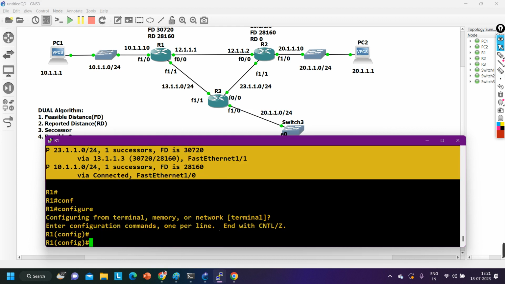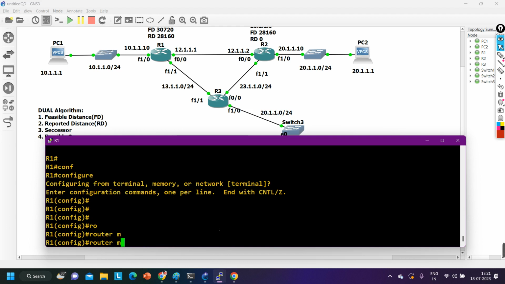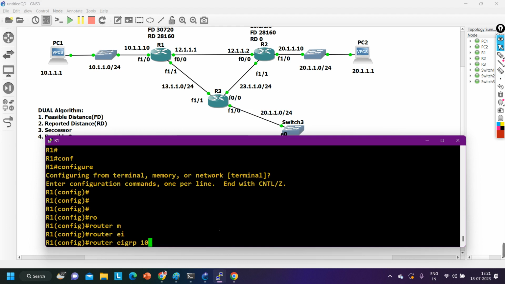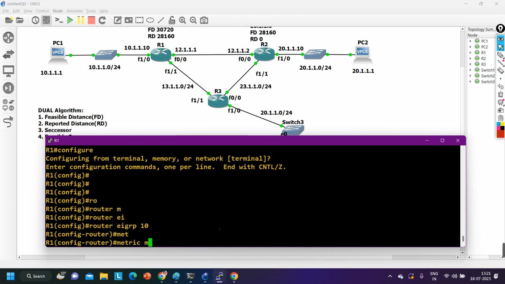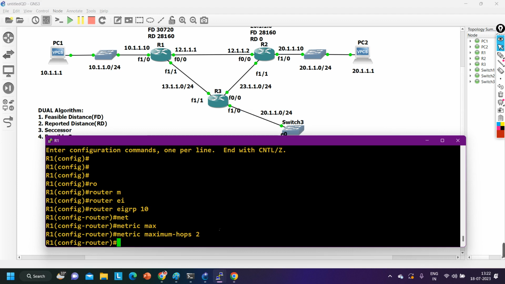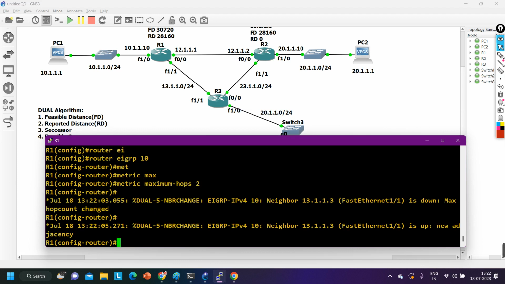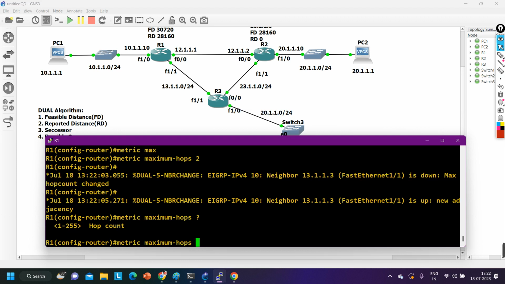Okay, so here at least we should configure the maximum hop. Under router eigrp as number 10, metric maximum-hops, here at least the maximum hop should be 2. But we can use, like, 100 or 200, whatever. Yes, you can see the range is 1 to 255. Okay.